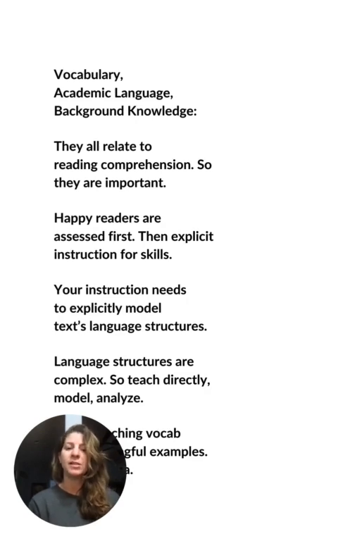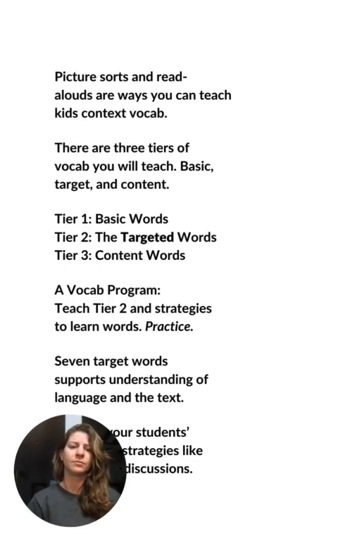Happy readers are assessed first, then explicit instruction for skills. Your instruction needs to explicitly model text's language structures. Language structures are complex, so teach directly, model, analyze. When teaching vocab, give meaningful examples, like use realia. Picture sorts and read alouds are ways you can teach kids context vocab.